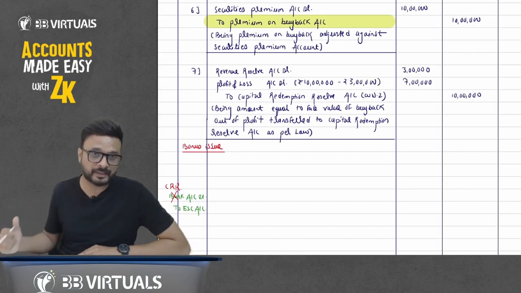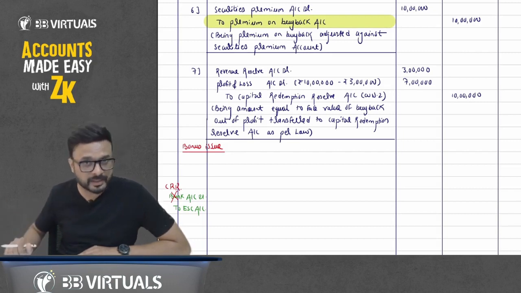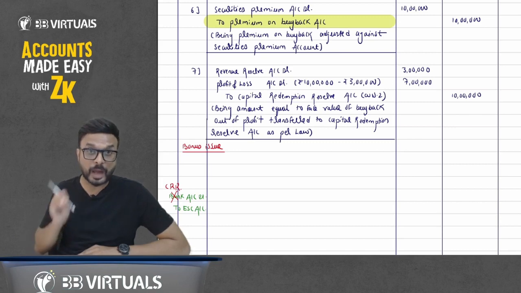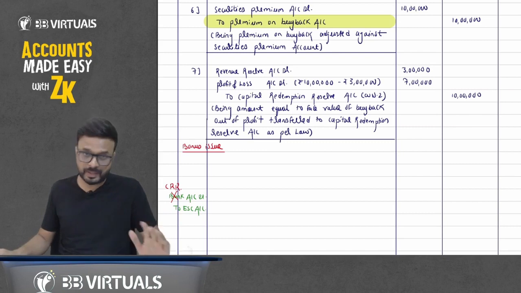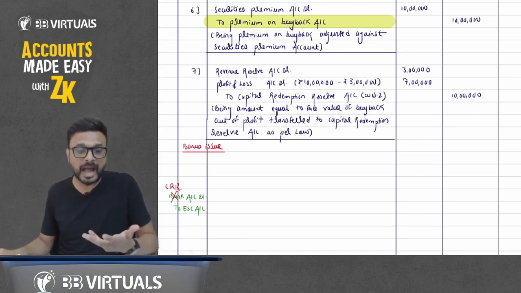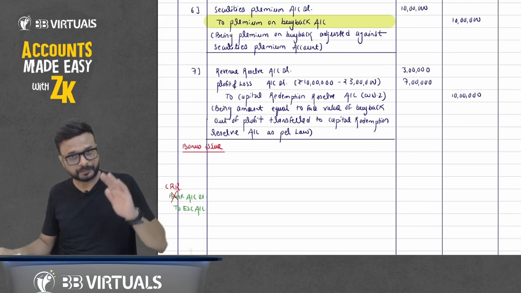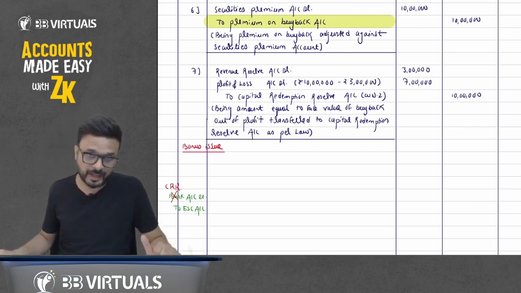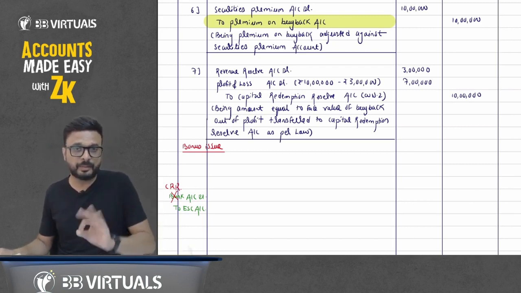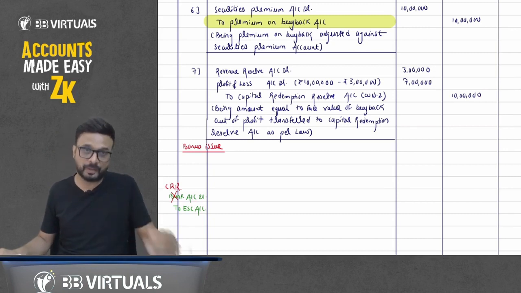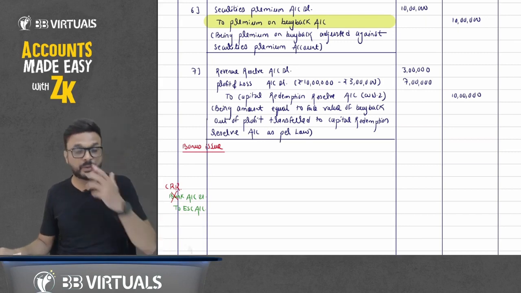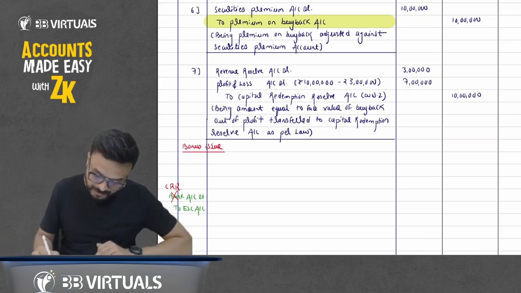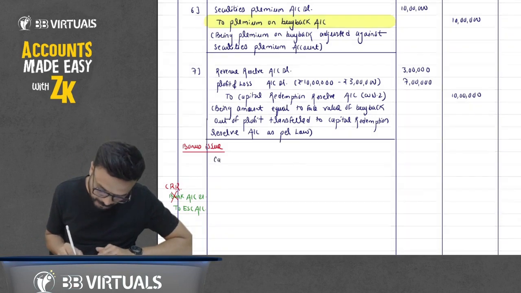If there is insufficient balance in CRR, then you can utilize other reserves also. There is no restriction that you have to utilize CRR only. We can utilize other free reserves. But if we have CRR, in my opinion, first preference should be given to CRR, because it is the most restricted reserve. CRR can be utilized only and only for one purpose, that is, for the issue of bonus shares. Okay, so let's utilize the CRR account. So here pass a general entry: capital redemption reserve account debit, entry number 8.